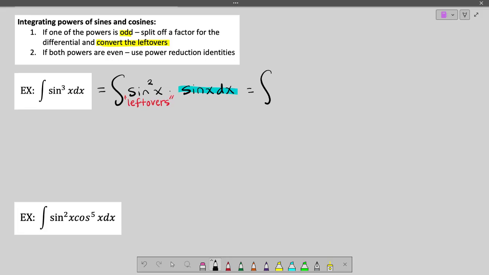So sine squared, I want to convert them to the co-function, convert them to cosine. What does sine squared get replaced with if we convert to cosines? 1 minus cosine squared of x. All right, and I'm still sort of thinking of this together. Sine x dx. Now we can use u substitution.